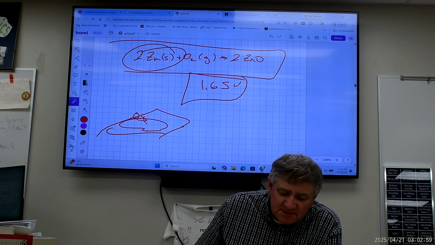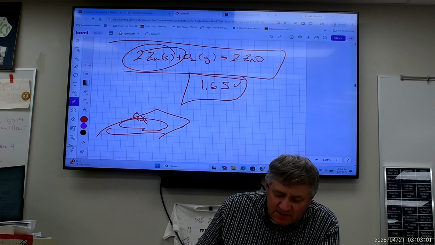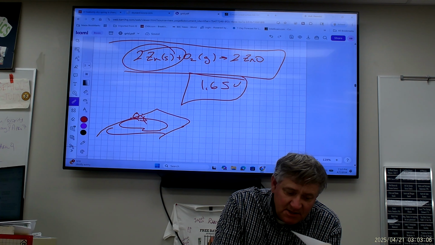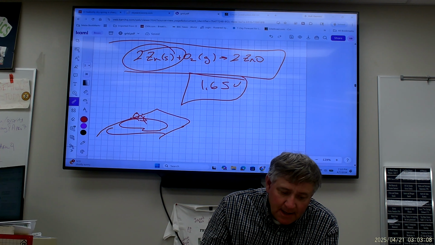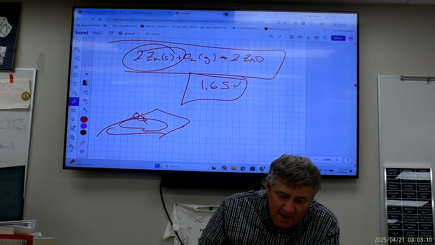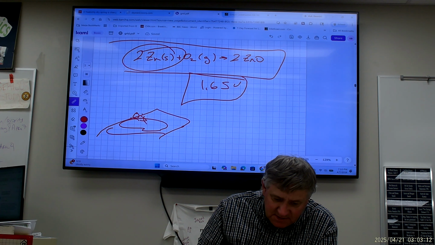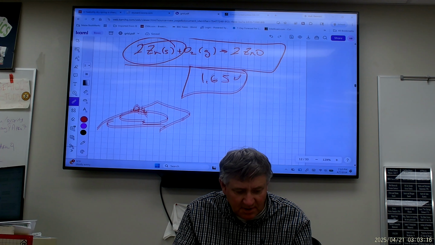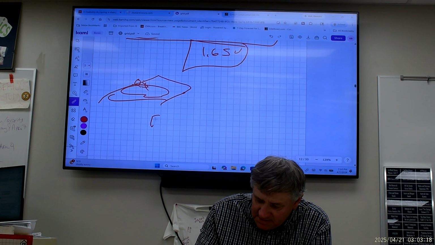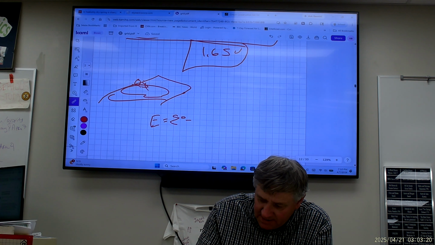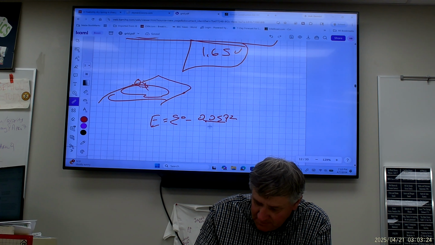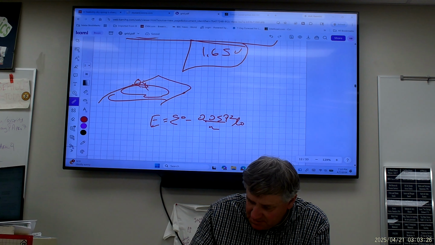Now, to do C, you have to use the Nernst equation. Well, it's handy, because on C, if a zinc-air cell is taken to the top of the mountain, the air pressure is lower. Will the cell potential be higher, lower, or the same as at lower elevation? In terms of the Nernst equation, E equals E naught minus 0.0592 over n times the log.